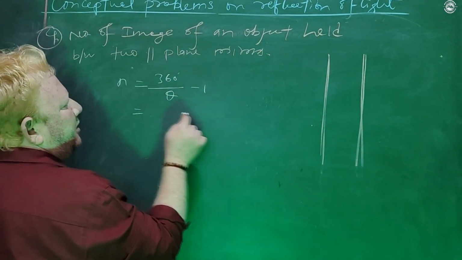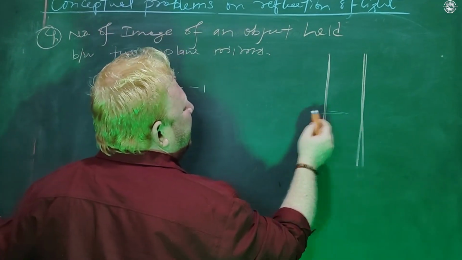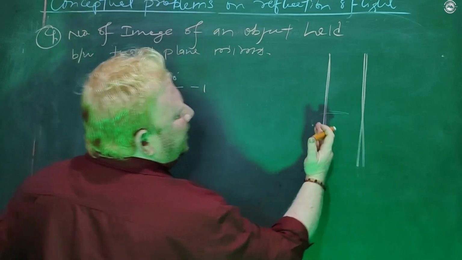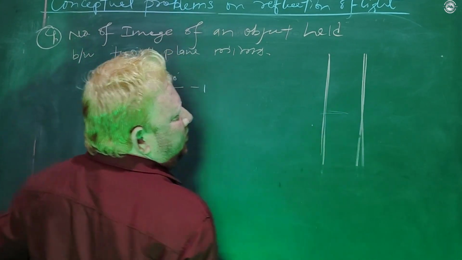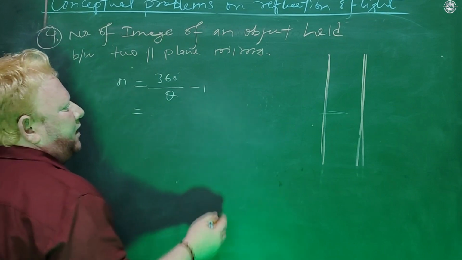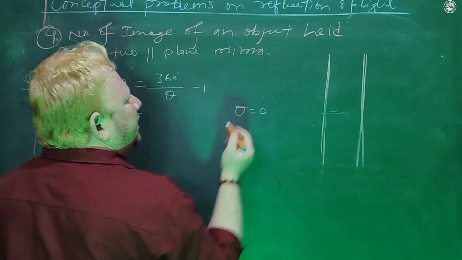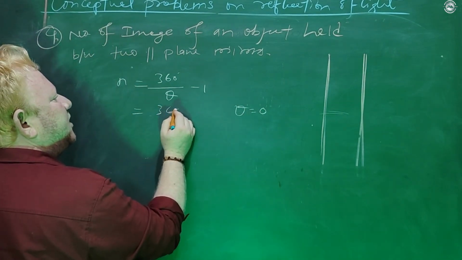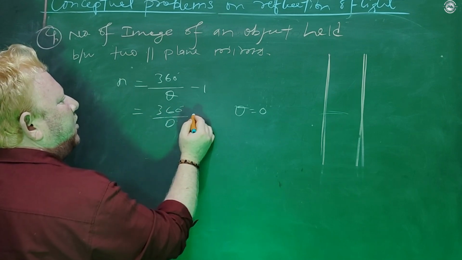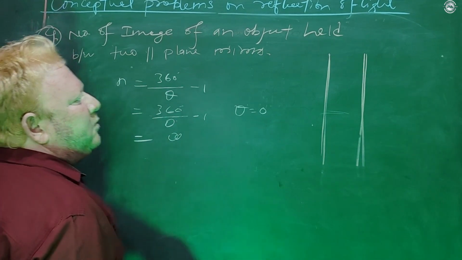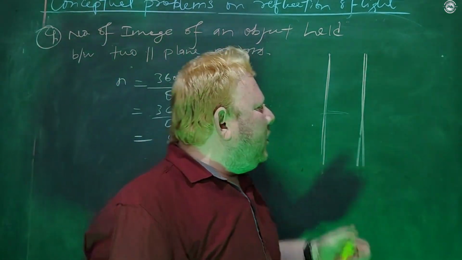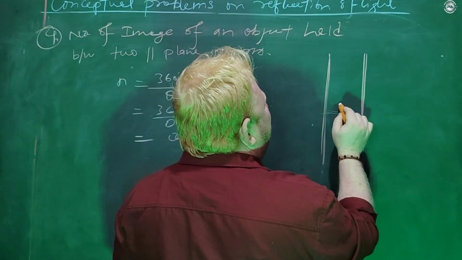So here can we assume theta will be 0 degree when these two mirrors are placed so close? Of course, it is parallel. So here theta will be 0 degree. If theta is 0, then 360 by 0 minus 1 will be what? Infinity.